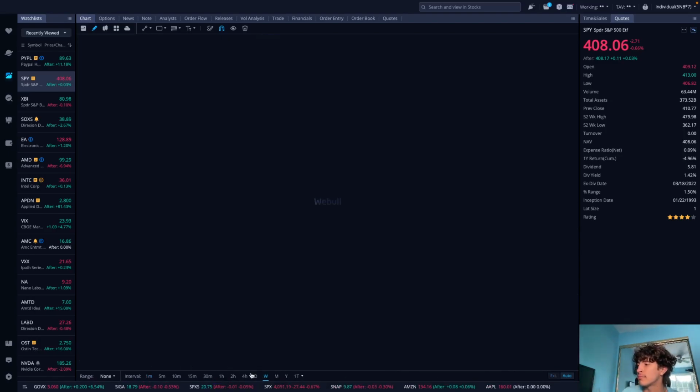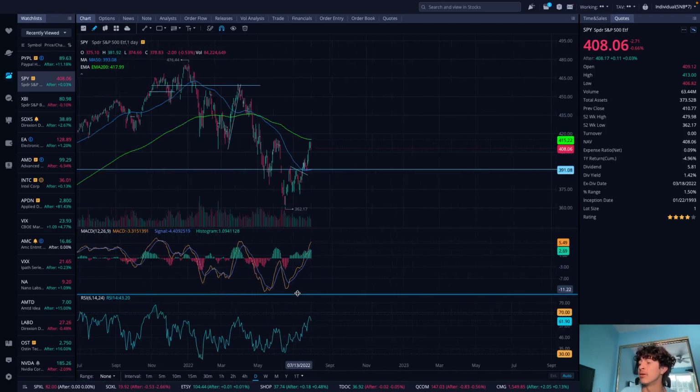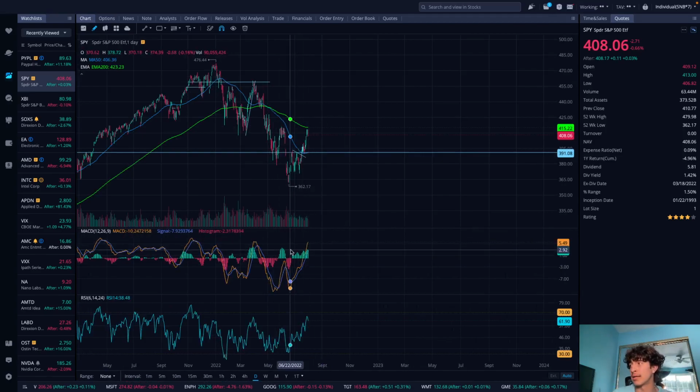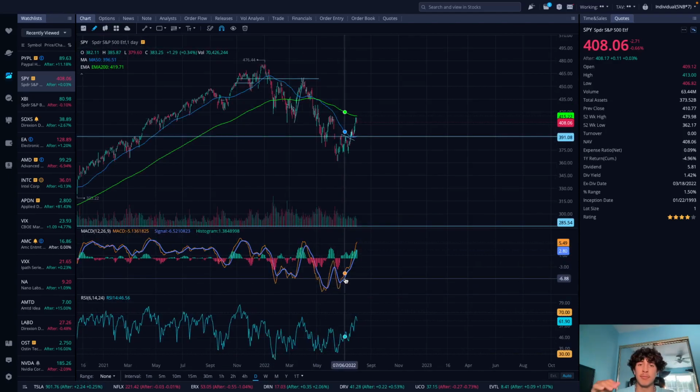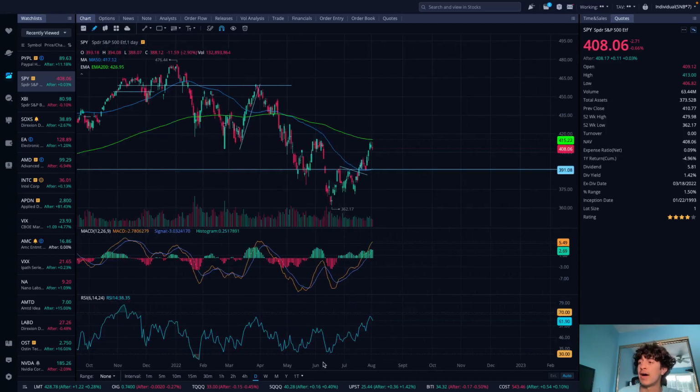So on the daily, you're finally starting to see this. This is pretty overextended, to be honest. You're at levels that the MACD hasn't been in a while, and you've come from all the way down here. This momentum, it was crazy to watch these past few weeks, but it's finally starting to slow down.